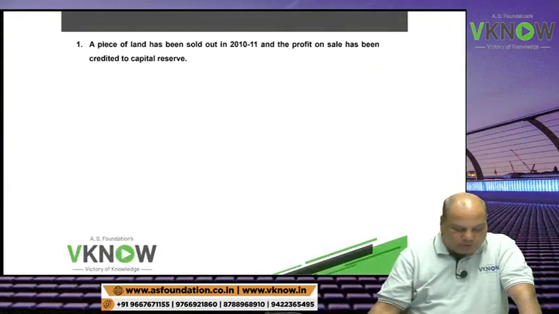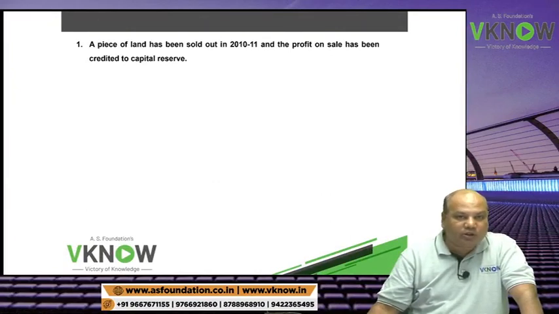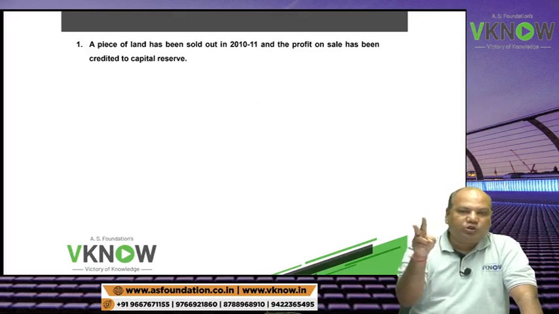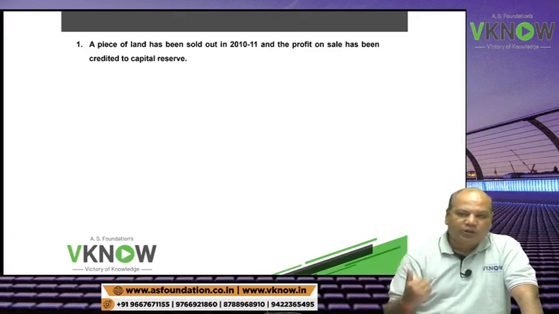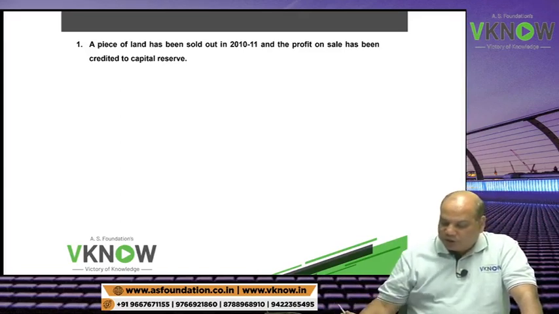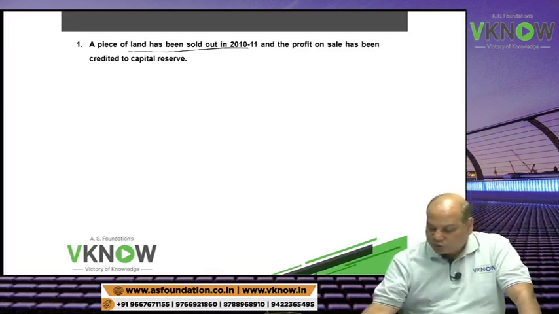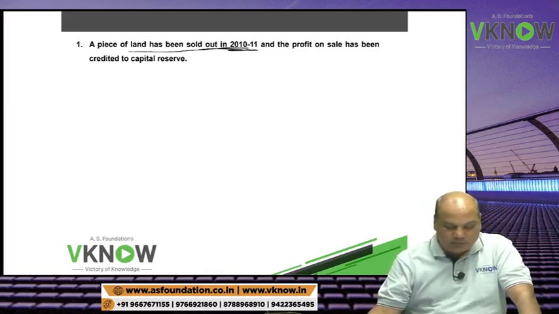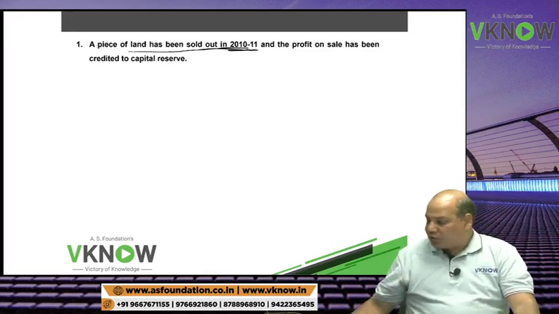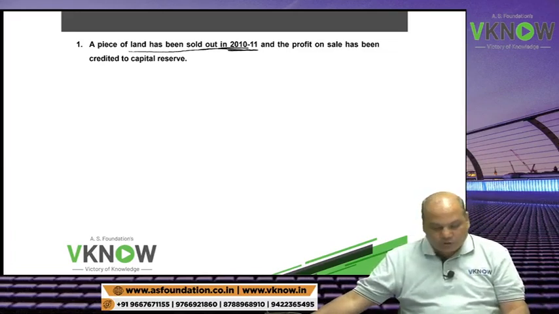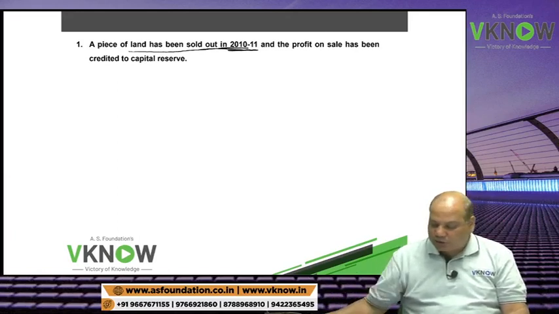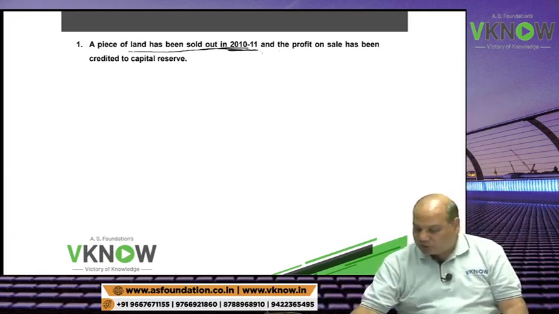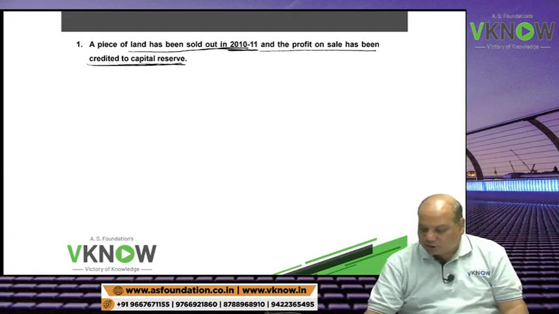Now below the balance sheet there are 5 adjustments also given. So the question can come in this format also. Opening, closing balance sheet will be given and certain adjustments are given below the balance sheet as to what happened during the year. A piece of land has been sold out in 2010-11. That is why you will see the closing value of the land is less than the opening figure, and the problem says the profit on sale has been credited to capital reserve.